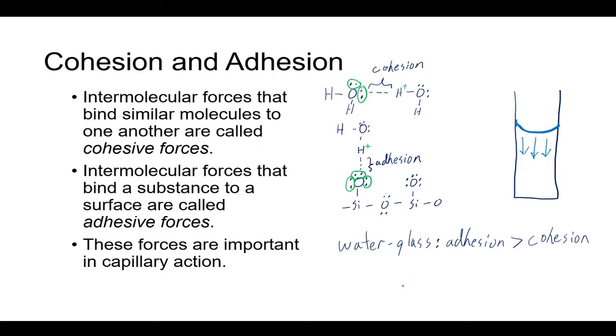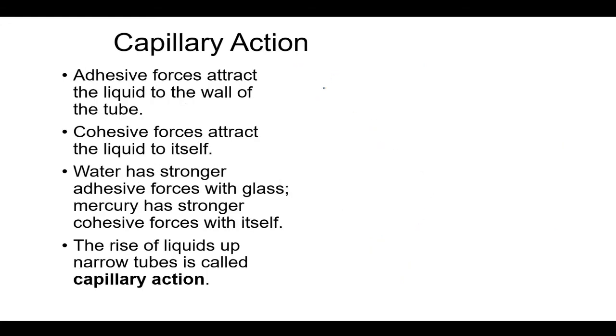Now, you can think about other types of interactions. Just to draw again, adhesive forces attract the liquid to the wall of the tube. Cohesive forces attract the liquid to itself. Water has stronger adhesive forces with glass. So this is the example of water in a glass tube. We get this downward facing meniscus. This is water-glass, right? This is because adhesive wins out over cohesive.